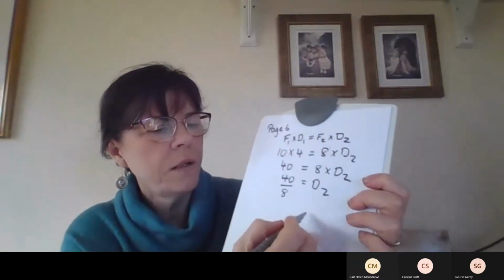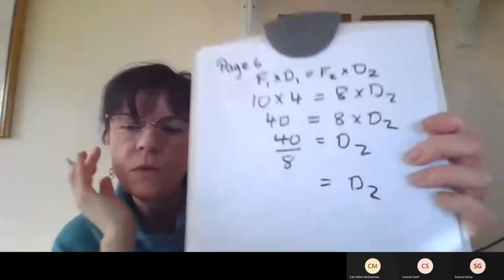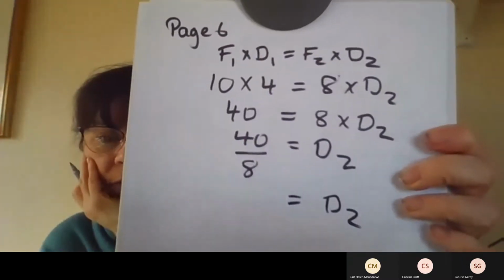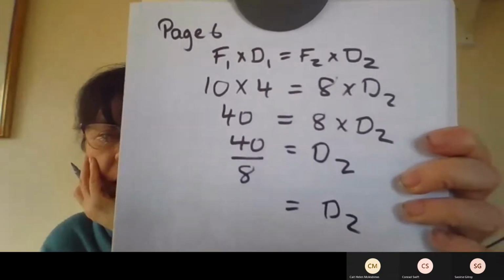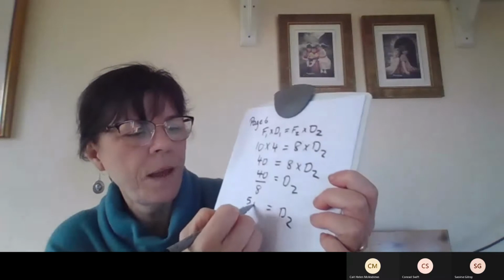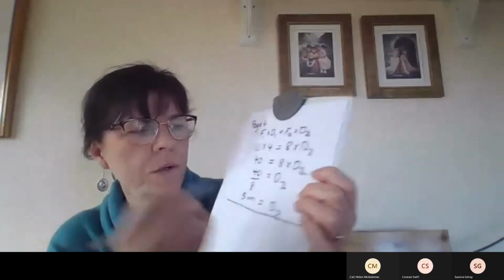So it's 40 divided by 8. So D2 equals, and you would put that into your calculator, 40 divided by 8, or do it in your head, and we're going to get a distance of 5 meters.